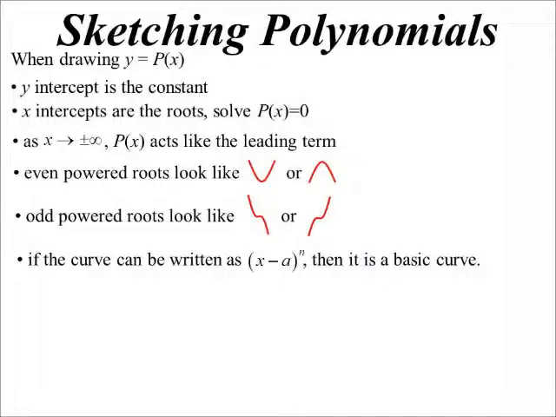Now, if it can be factorised perfectly, then it will just look like the basic curve. So if you had x minus a to an even power, we know it would look like a U shape. If we had x minus a to an odd power, then we know it will look like an inflecting sort of curve. Sorry if I'm boring you.